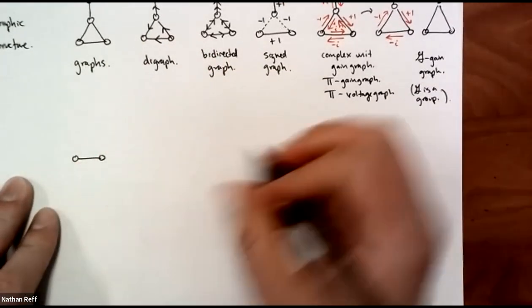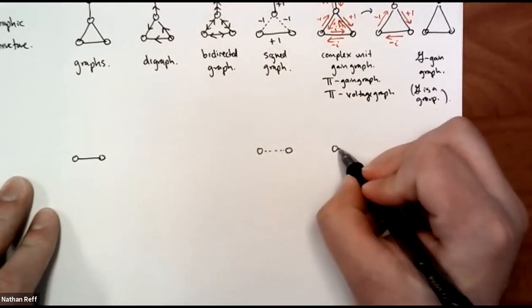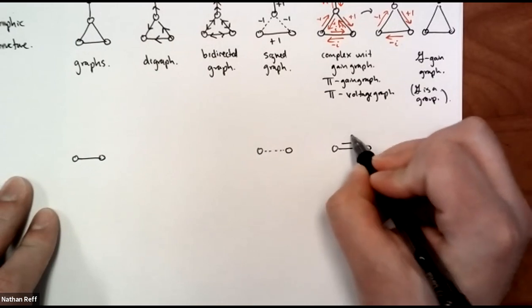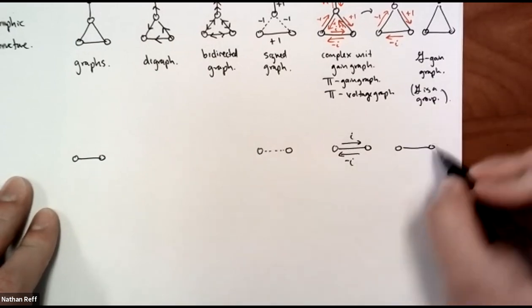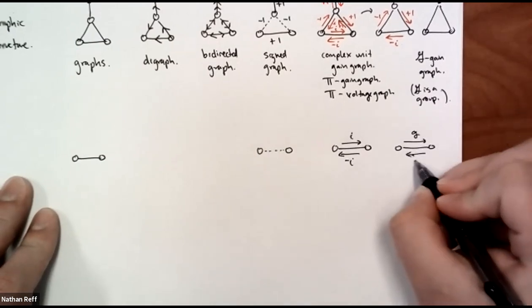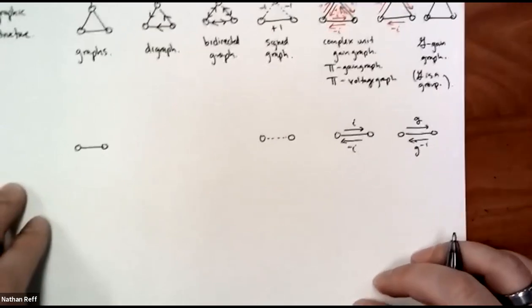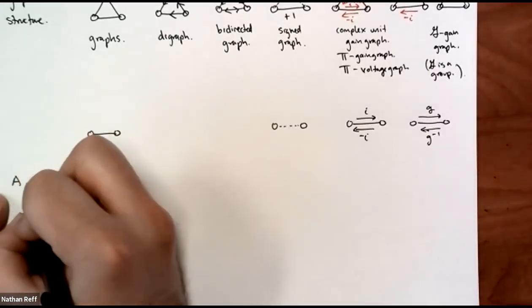Graph, one edge, that's say a signed graph, one edge that's a complex unit. Let's do i and minus i. And then let's do a general group. Let's say g and g inverse. So what would the adjacency matrix for each of these look like?